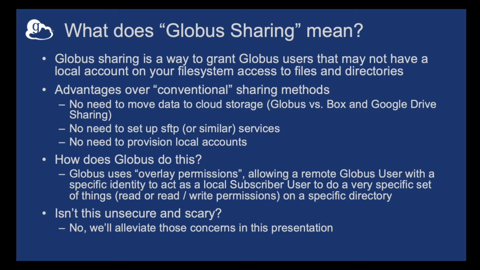So how does Globus facilitate this identity-based abstracted access to local file systems? Globus uses overlay permissions, which allows a remote Globus user with a specific identity to act as a local subscriber user, and therefore an account that is authenticated to the local file system, to do a very specific set of things: read or read-write permissions on a specific directory.